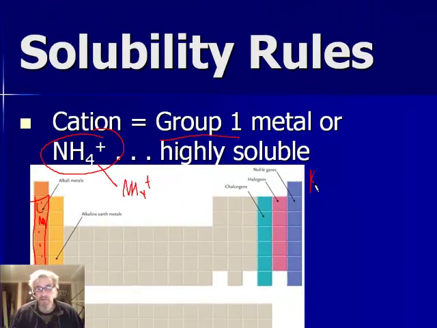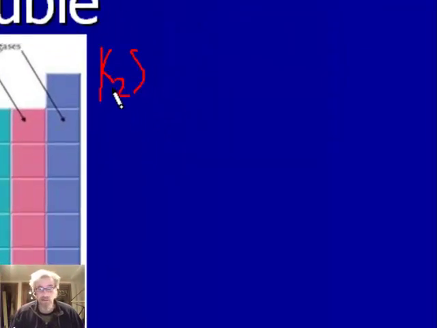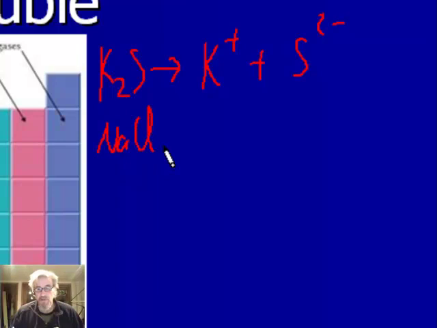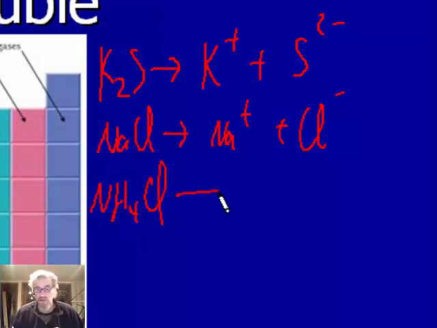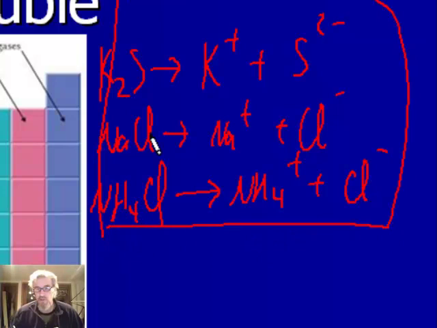Here's an example. K2S, highly soluble because it's a group 1 cation. So when you put that in water, it's going to split up to K pluses and S2 minus ions. Or sodium chloride, table salt. That splits up to sodium ions and chloride ions, as we've seen. And here's another one, ammonium chloride, NH4Cl. Put that in water, it's going to split up into ammonium ions and chloride ions. Highly soluble if it's a group 1 or an ammonium.